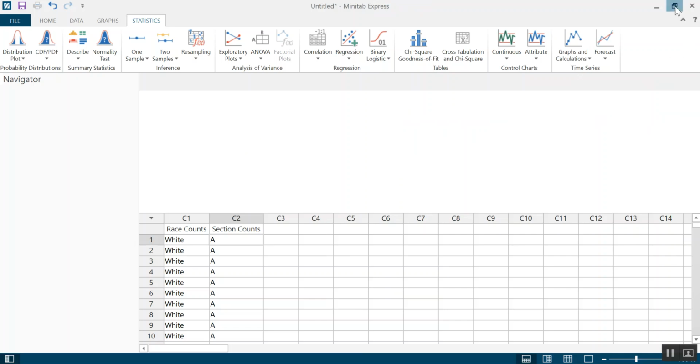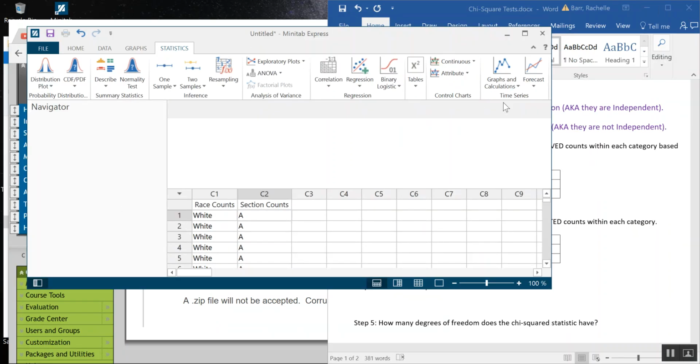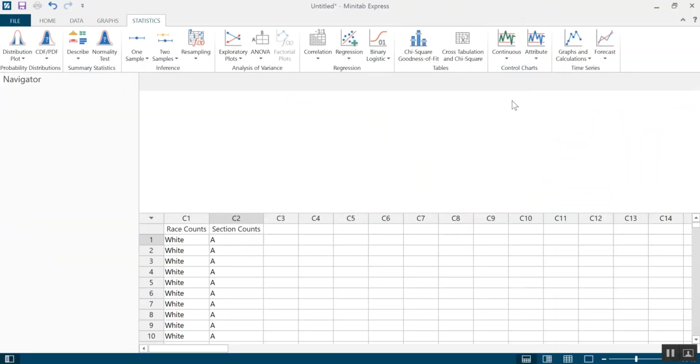The problem is that if I shrink this, you notice I lose some things and my menu gets smaller, and you can't always get to the ones, well, I can't really. This one I can still get to, tables, but difficult things happen. Anyway.